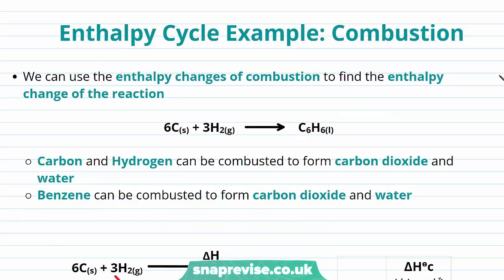We're going to start by looking at enthalpy cycles that utilise the enthalpy change of combustion. We can use these enthalpy changes of combustion to find the enthalpy change of the reaction. The reaction we're going to take a look at is the formation of benzene from carbon and hydrogen. Carbon and hydrogen can be combusted to form carbon dioxide and water. Whilst the reactants can be combusted to form carbon dioxide and water, so can our product, benzene. It too forms carbon dioxide and water when combusted.